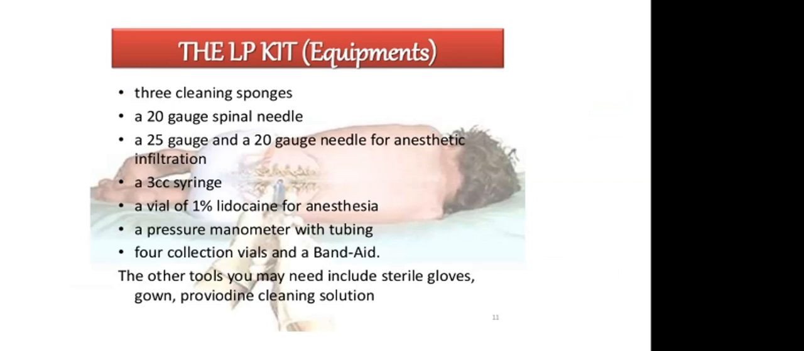So for the equipment, these are the equipment: sponge, spinal needle. The size depends on the patient. If pediatric, we use the smaller one. Syringe, vial for lidocaine, so local NS. Also the manometer to measure the pressure, and then collection vial, and then sterile glove, povidone for the cleaning solution.